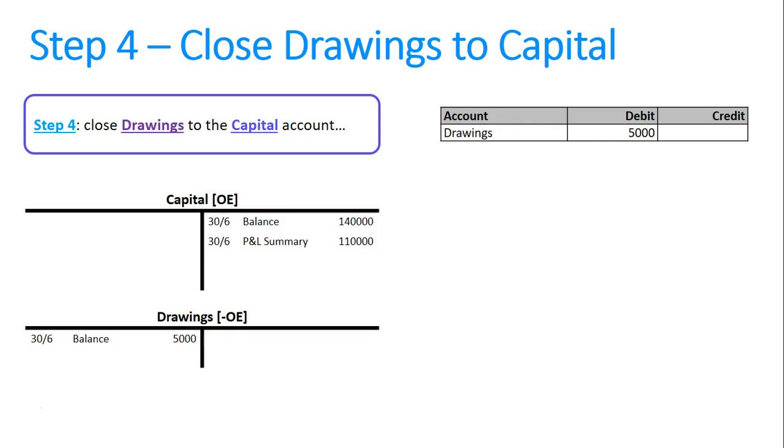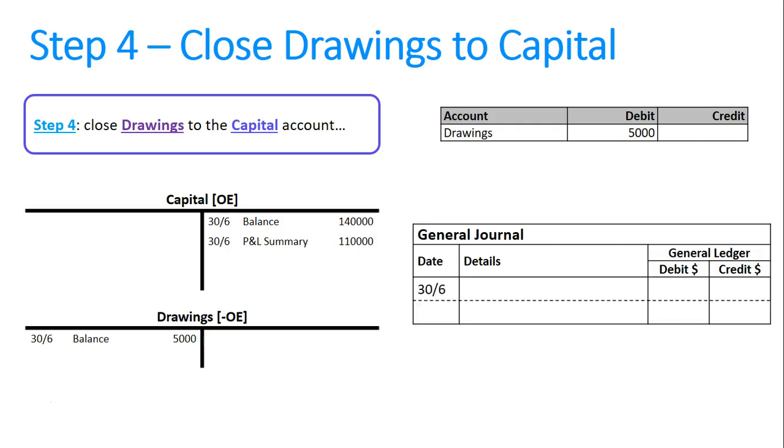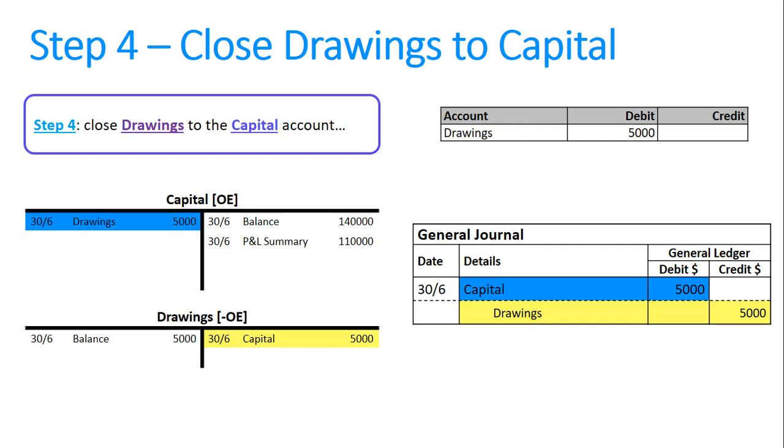What drawings are is they represent the owner withdrawing their capital from the business. So we need to close that in the general journal, and we're going to close drawings to the capital account. How are we going to do that? Well, drawings will make capital go down, so we'll do a debit there, and then we'll do a credit to drawings, which closes that drawings account and resets it back to zero.